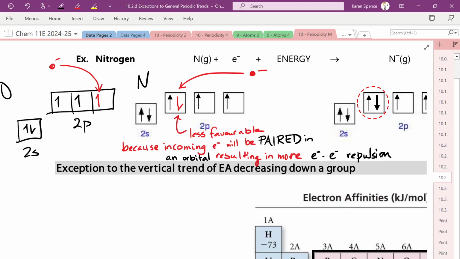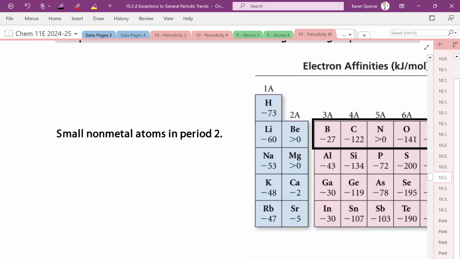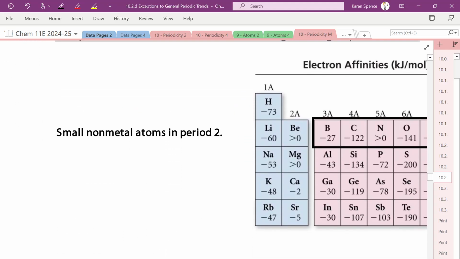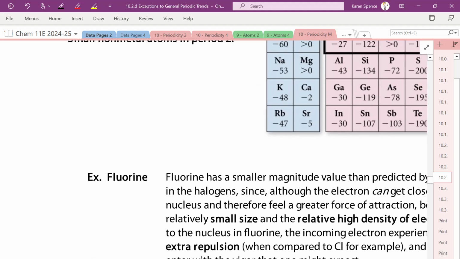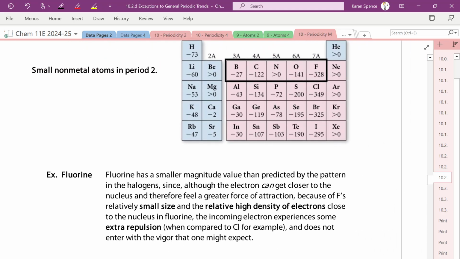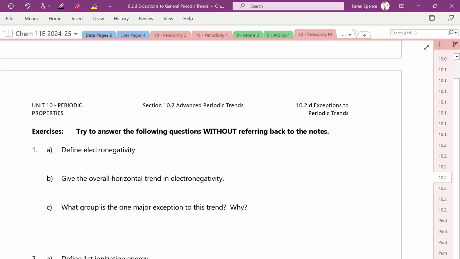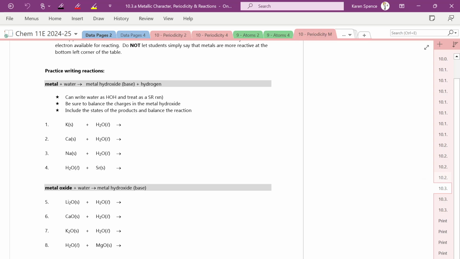And I don't really know, honest to God, the vertical trends decreasing down a group, I don't know. I don't think you're ever going to have to worry about that. You can read about fluorine if you want to. I don't think anyone's going to ask about that. And that's it for today.